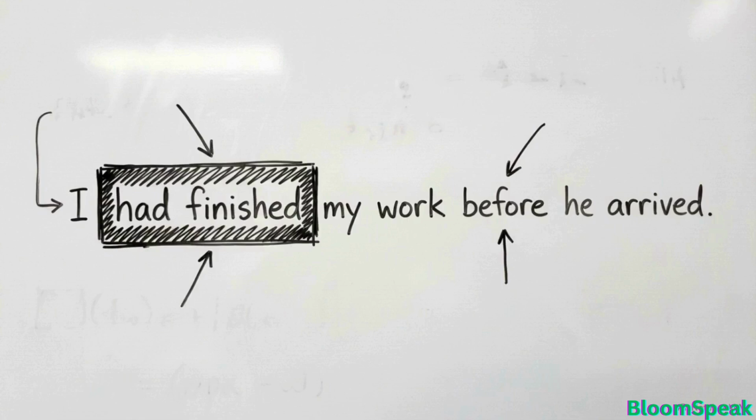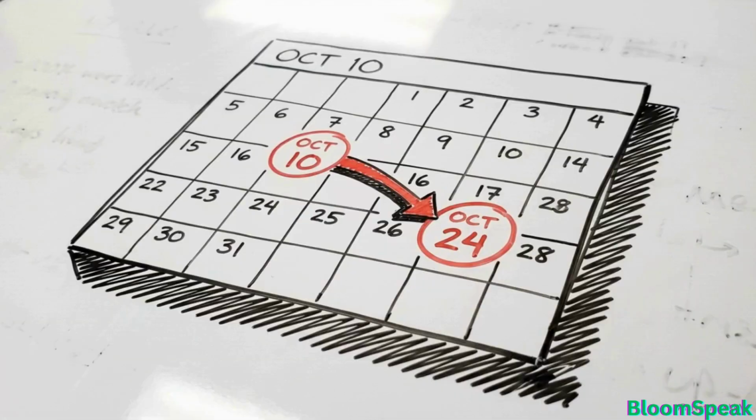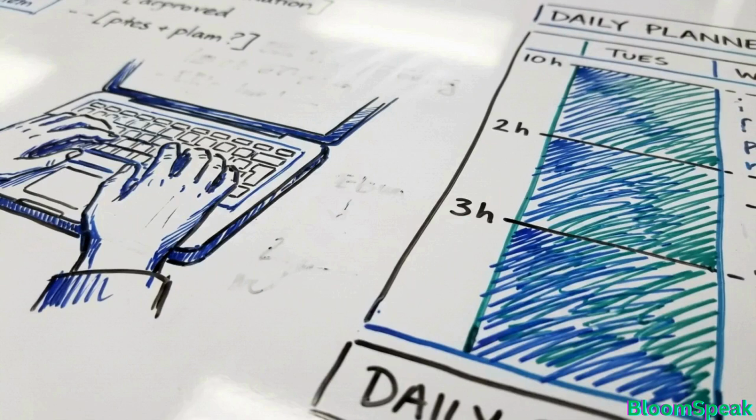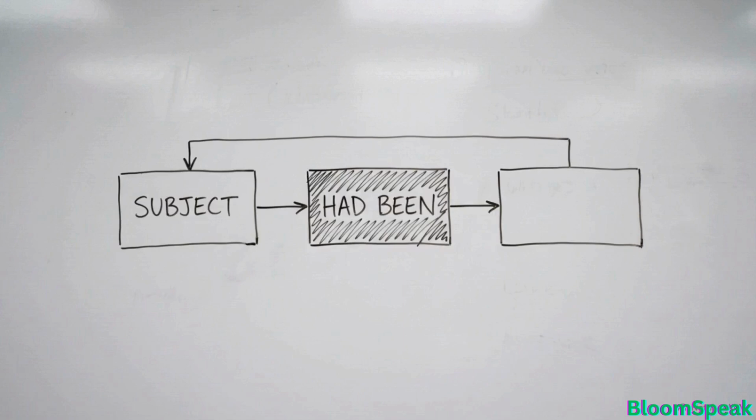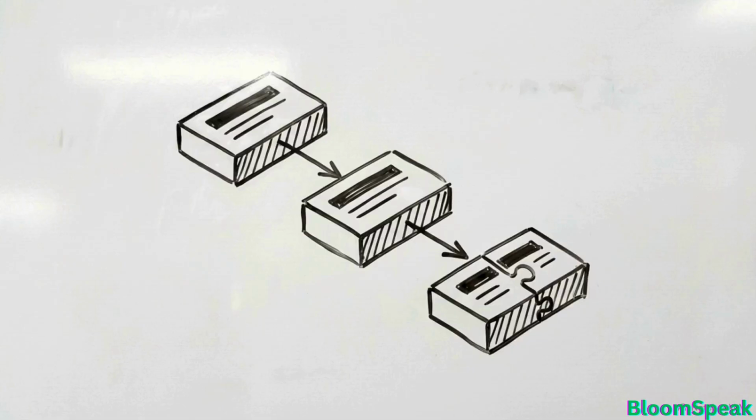By applying this formula, the past perfect functions as a strict grammatical anchor. It guarantees your listener understands the exact sequence of events without any chronological ambiguity. We shift to the past perfect continuous when the duration of an action becomes the critical data point. The structural components modify slightly here. You keep your subject, but you utilize a compound auxiliary, had been, followed by your verb ending with an ing suffix.